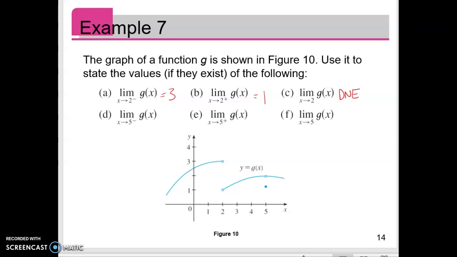Let's look at 5. As we approach 5 from the left, we're up here at y equals 2. As we approach 5 from the right, we're up here at y equals 2. Since these are the same, the limit as x approaches 5 is 2. Notice we're not interested in the output here, which is actually down at 1. We're interested in the limit.